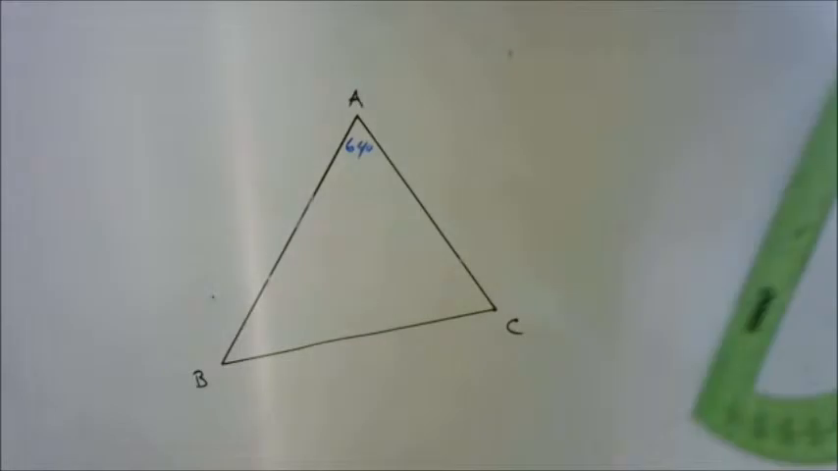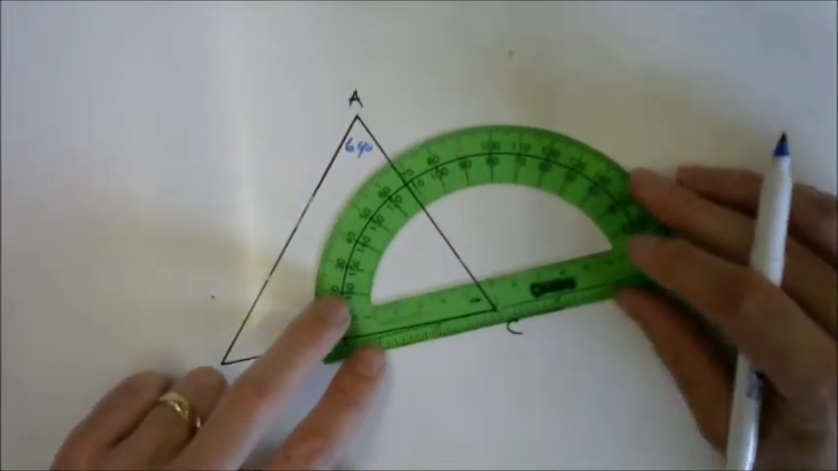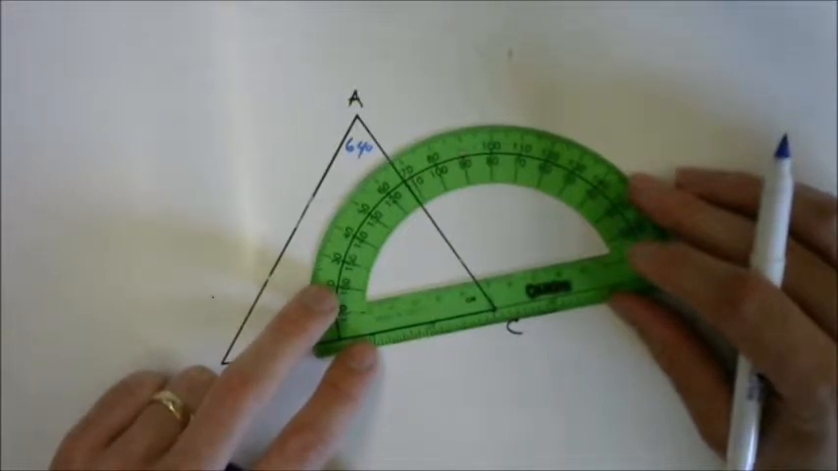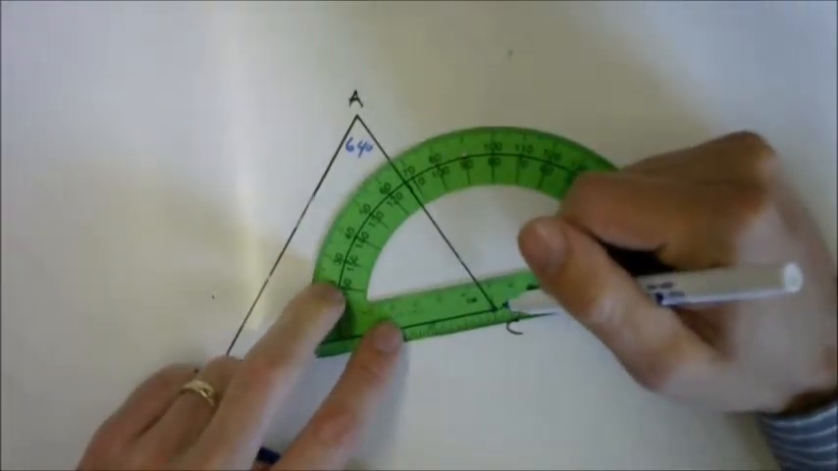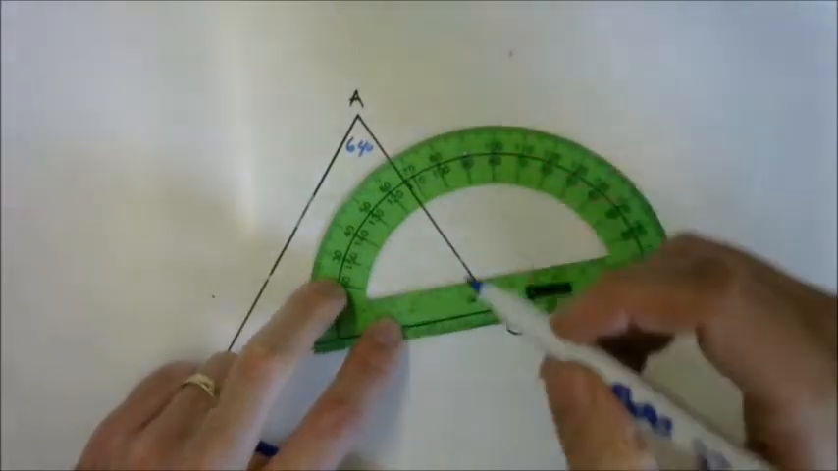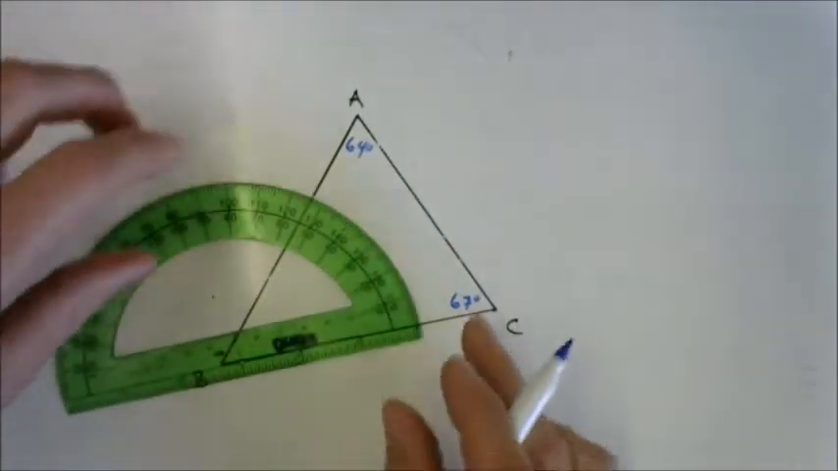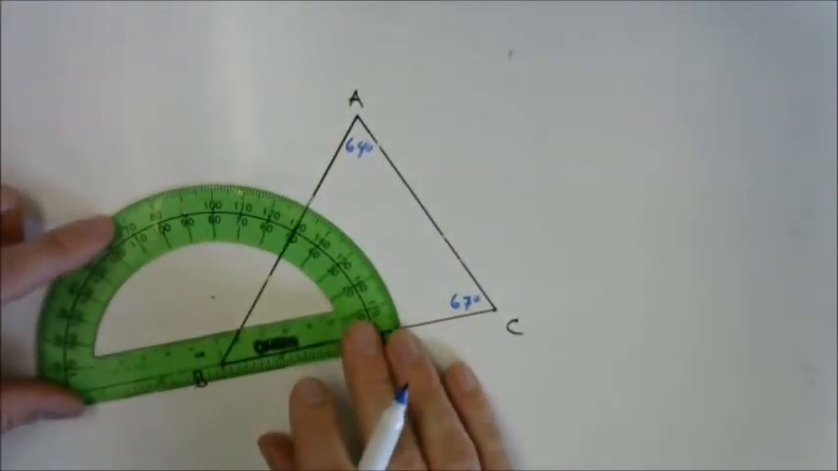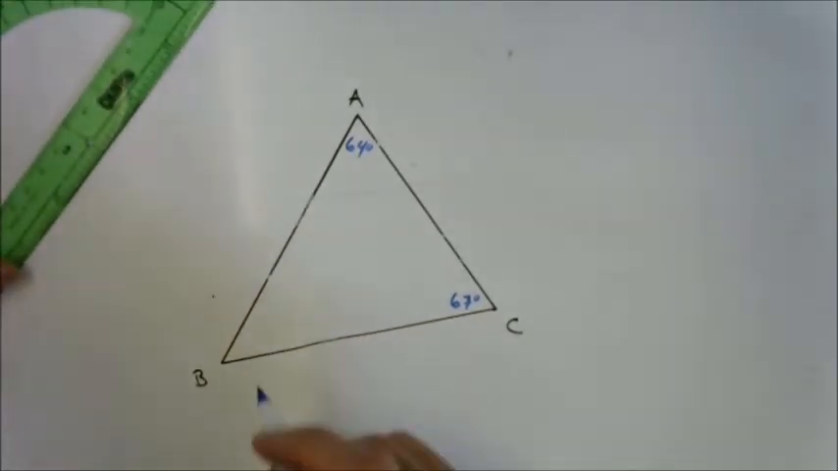And you're going to do that for all three angles. Go ahead and do that now. Again, line up your protractor, the bottom line, along with the line of your triangle. Put the T right at your vertex. And mine here is 67 degrees. And my last angle, 49 degrees.